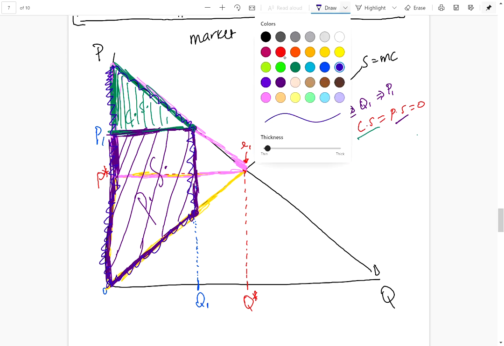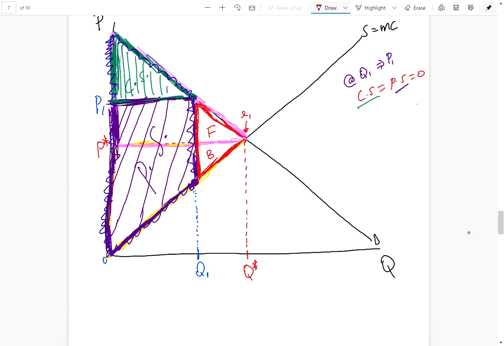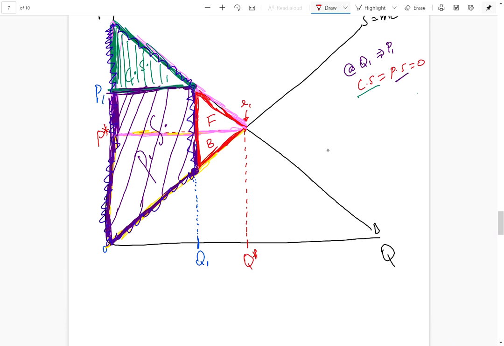So what's missing? We have this triangle here that used to belong to the consumer and the producer, but now goes to no one, right? Let's call this area here F, and we'll call this area here B. Now, what's special about area B and area F? Well, area F used to be gain for consumers with output of competitive equilibrium Q star, but now goes to no one.